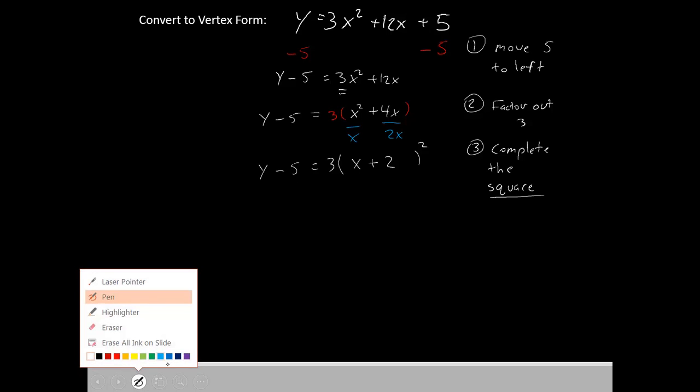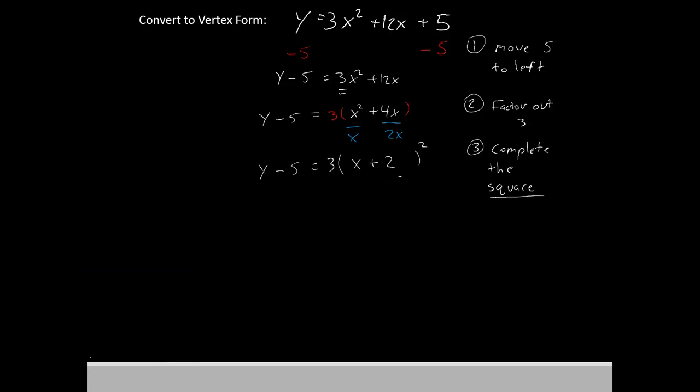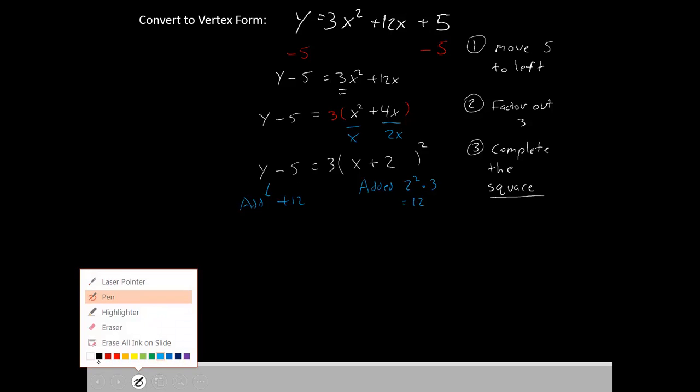But be careful here. Notice that we have added a 2 in the parentheses that wasn't there before. And that 2 is squared. And on the outside we have a times 3. So we have effectively added 2 squared times 3 to the right-hand side. Well, 2 squared is 4 times 3 gives us 12. Since we added 12 to the right, we must add 12 to the left. Let's go ahead and do that as well.